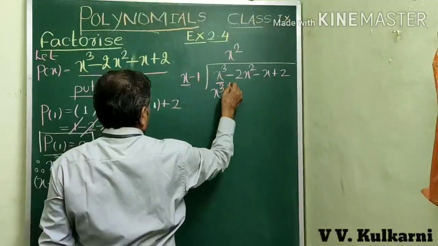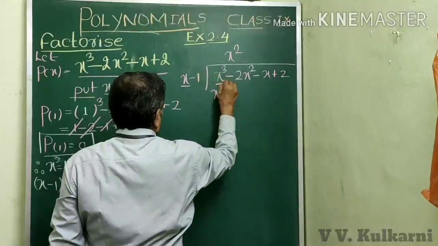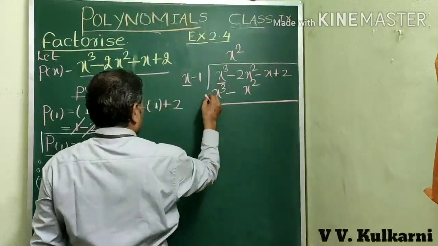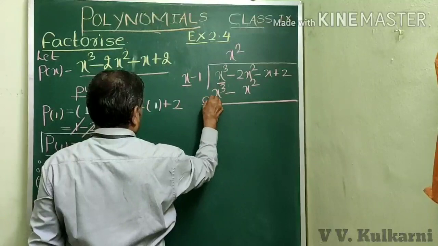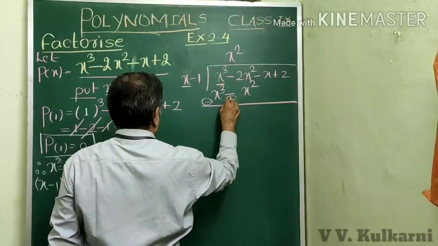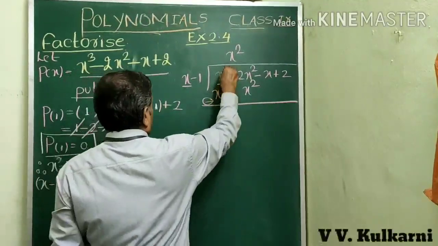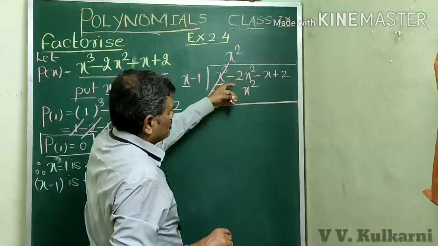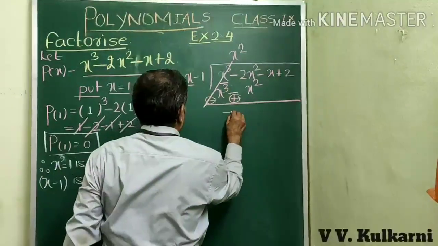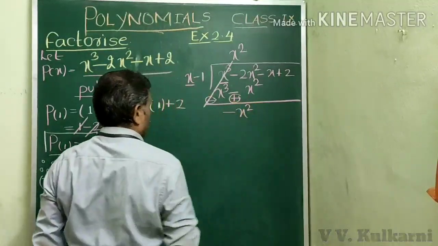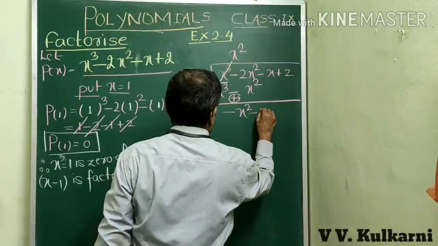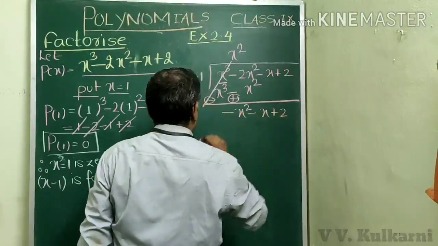Plus of minus is minus. x square into 1 is x square. Again here the plus sign is there, so I'll write minus. Minus sign is there, so I'll write plus here. So common terms with positive and negative sign cancel here. Minus 2x square plus 1x square will be equal to minus x square. Minus 1x square minus x plus 2.